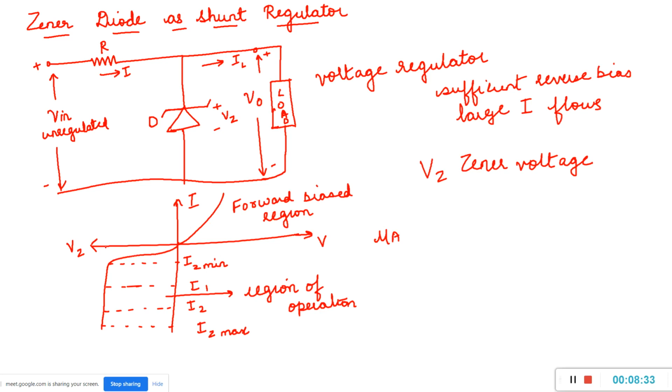Whenever sufficient reverse bias voltage is applied at this point, what happens? Large current flows and electrical breakdown of the Zener diode happens. At that time, you can see here there is a constant value of the voltage. Whatever may be the value of the current here, you are seeing a constant value of the voltage supplied. So, the voltage value Vz is constant. That means for whatever value of the current, you are providing a constant voltage.